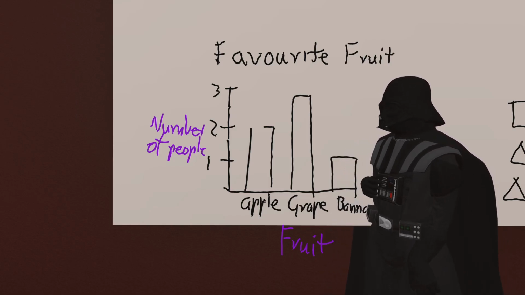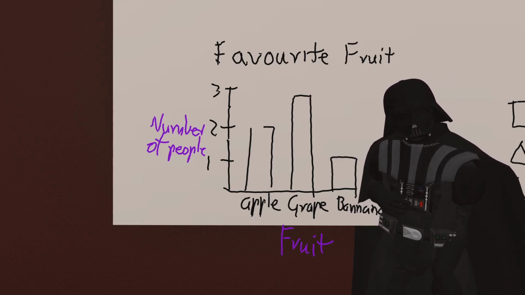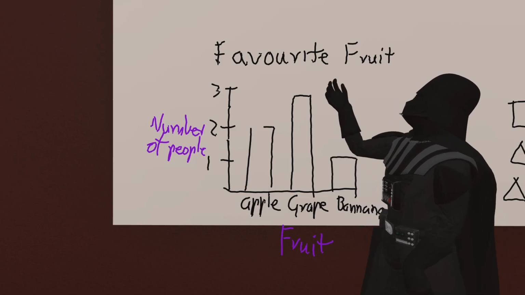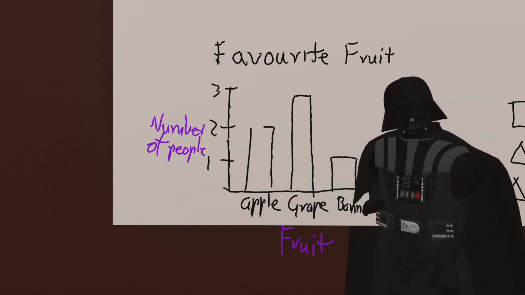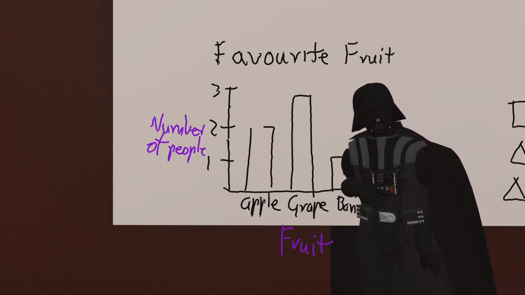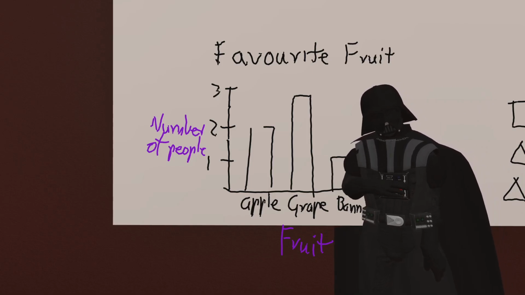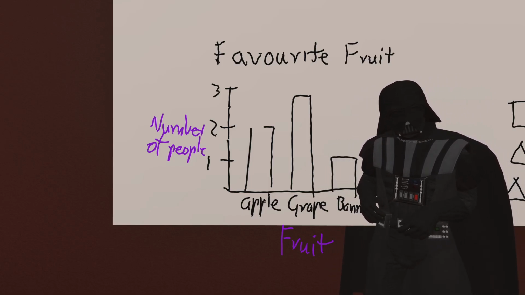You will mostly be dealing with column graphs at the moment. So let's just focus on the column graphs. So this column graph, it has some very important things. This up here is the title. Very important. It has to have a title. The title is favorite fruits. So immediately we know that this is about favorite fruits.